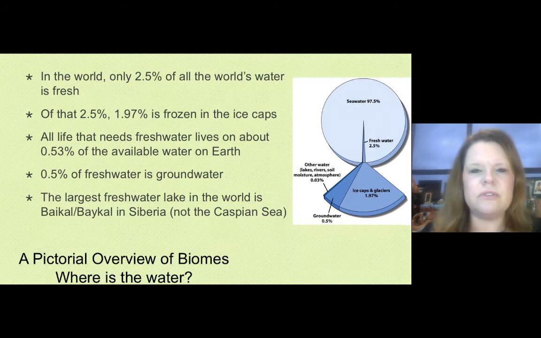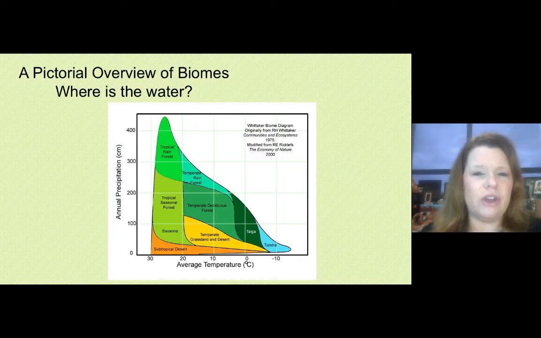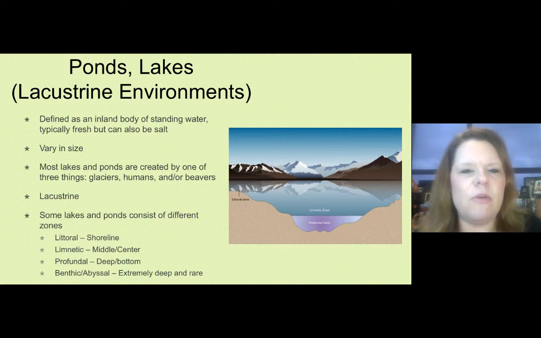So when you look at all the biomes, where's the water? Well, you're looking at, okay, I know it's where the most rainfall is. Well, yes, obviously if you have rain, you're going to have more water, but you even have water all the way over here in tundra. So let's keep going and look at freshwater. Ponds, lakes, and lacustrine environments. You're like, what is that word, lacustrine? It means lake, by the way.